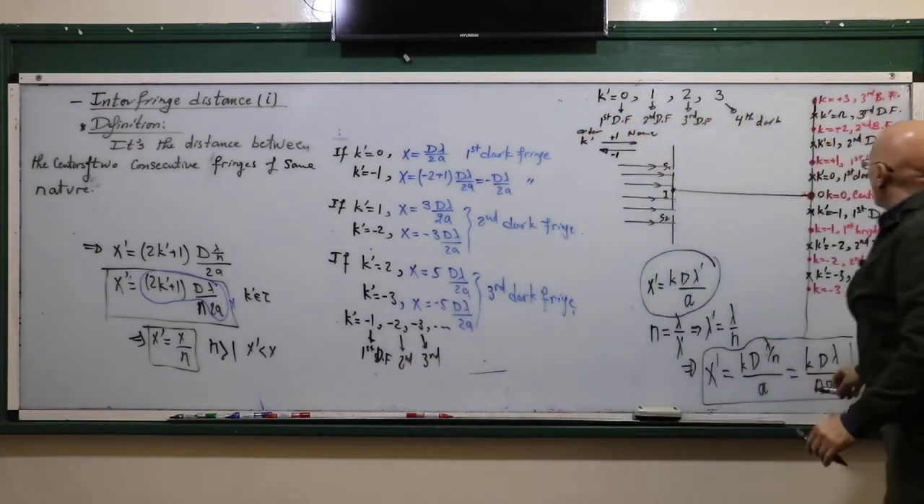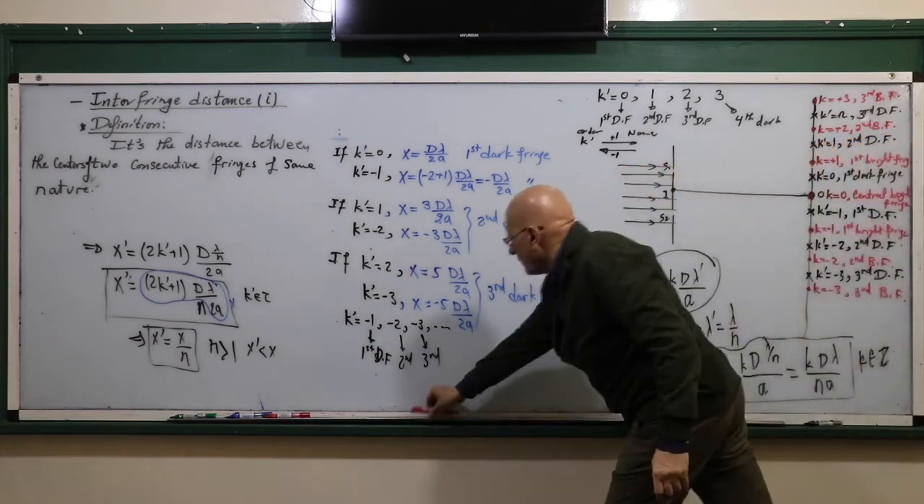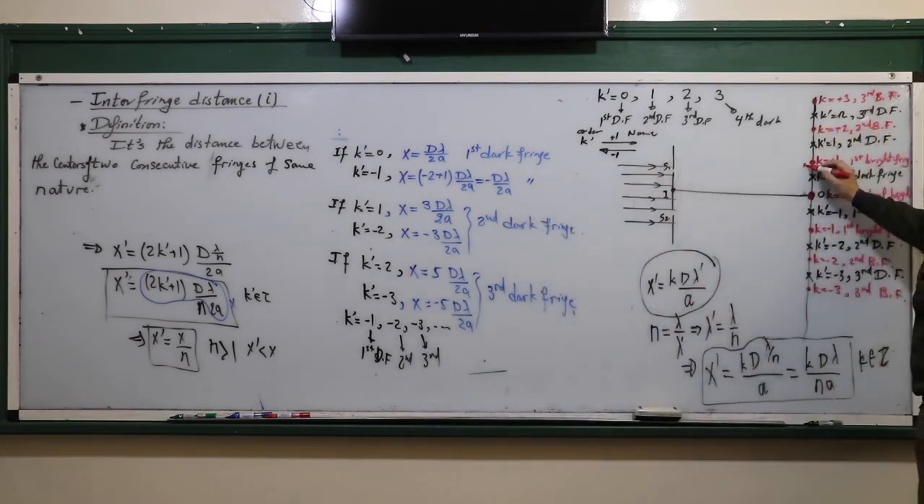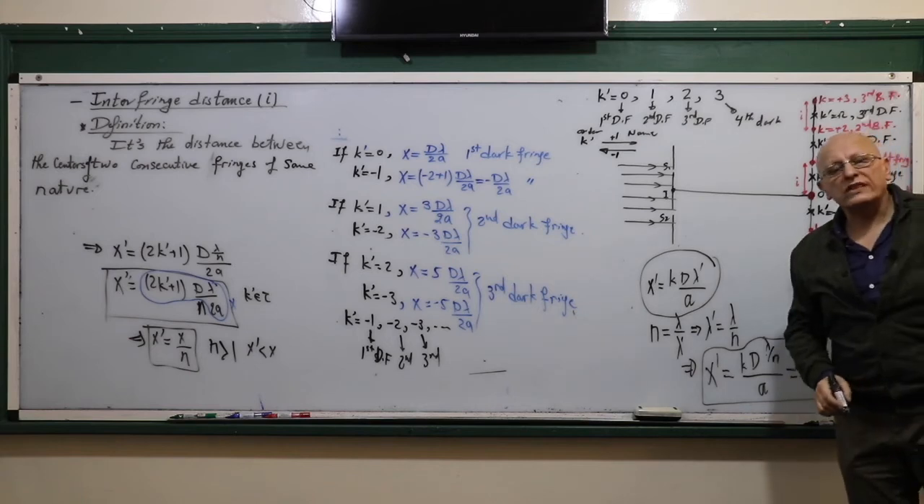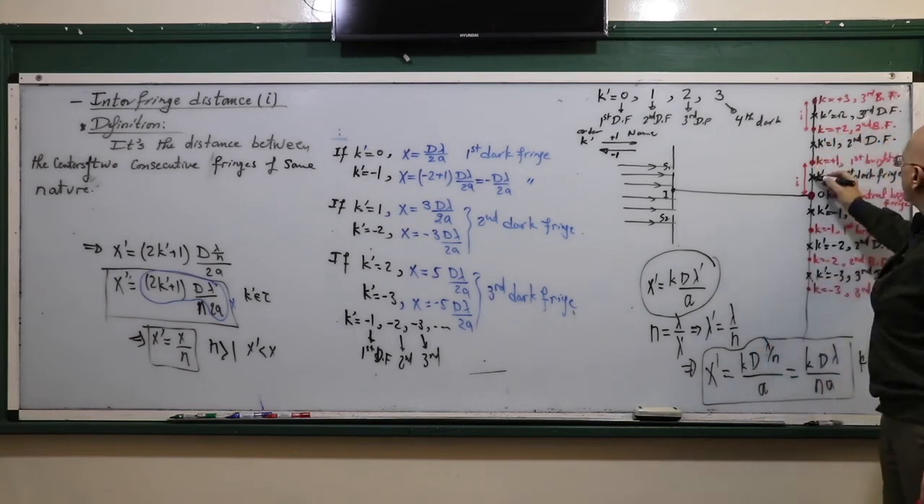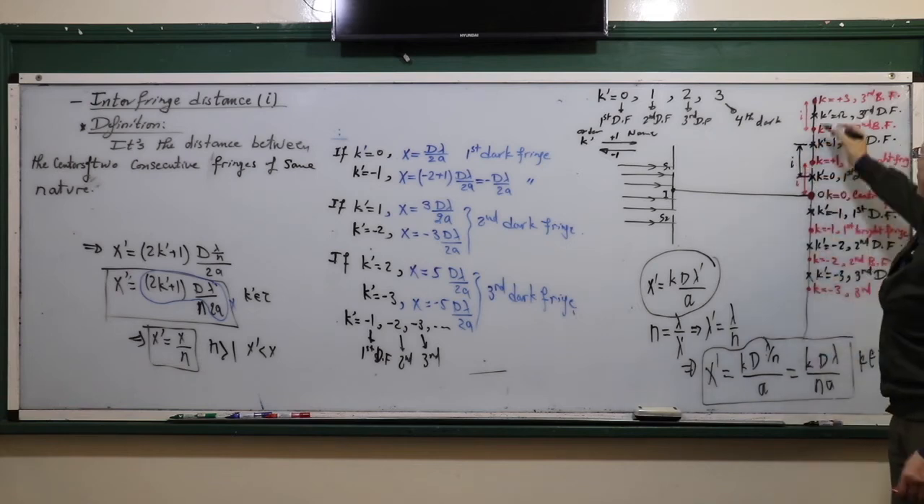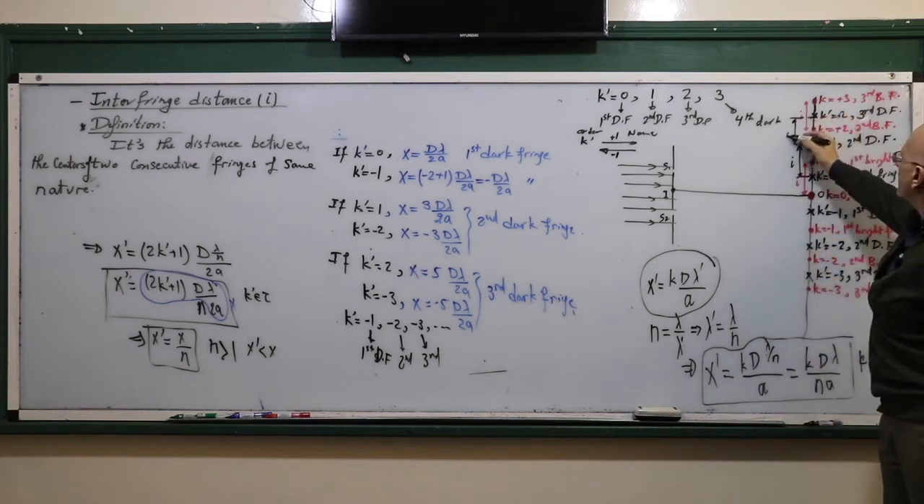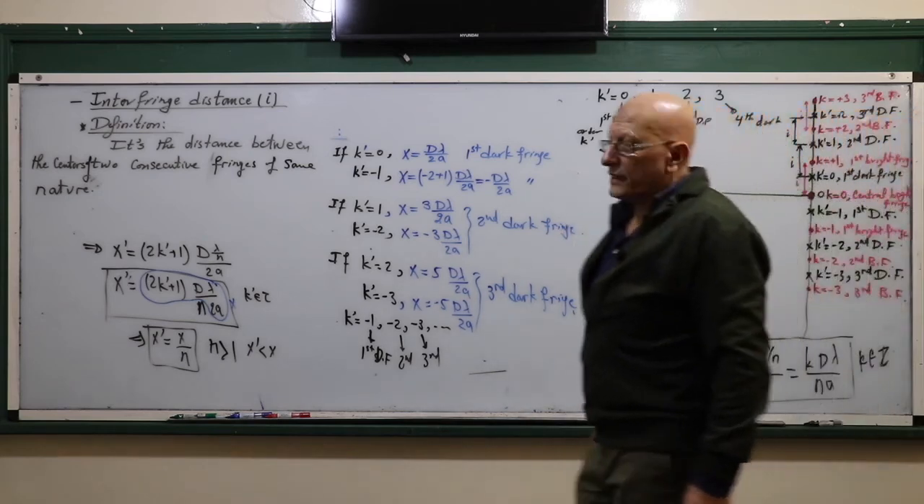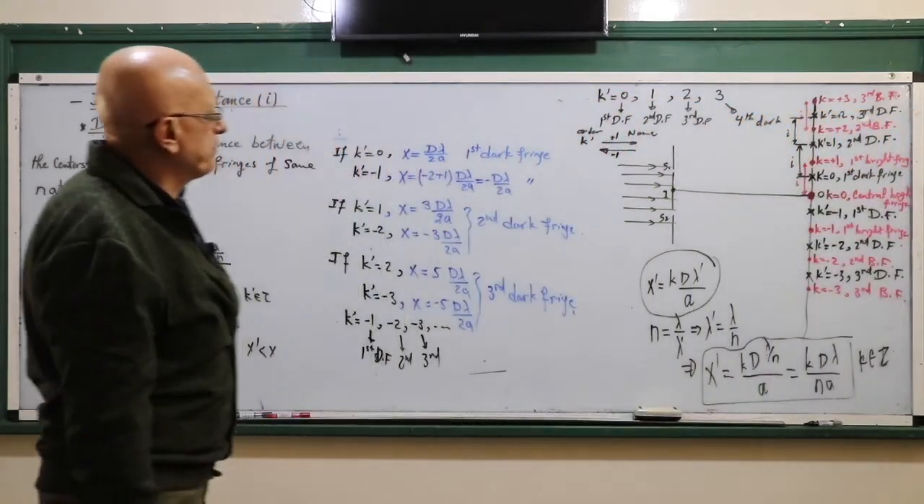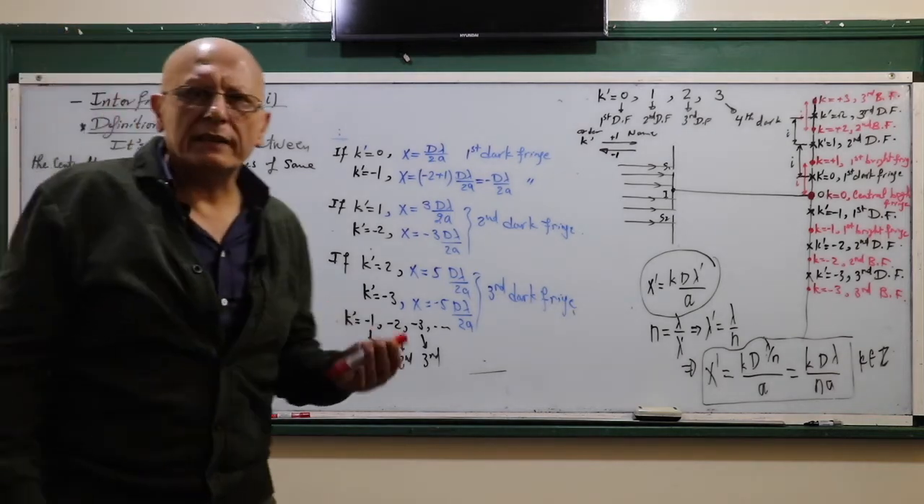For example, this is bright, this is bright, so this is the distance I. This is bright, this is bright, consecutive bright, this is I. Also, it is the distance between two consecutive dark. This is dark, consecutive, this is I, or this is I. This is what we mean by two consecutive fringes of same nature. Right. How to find I?